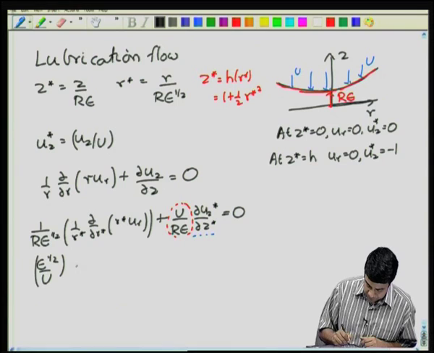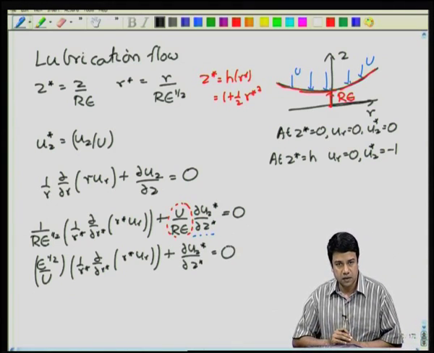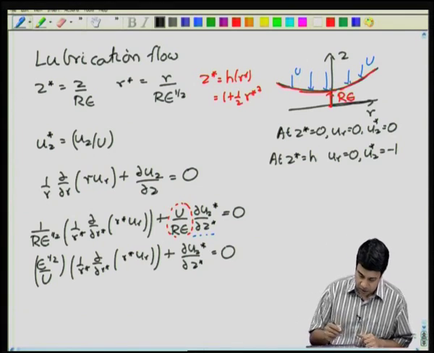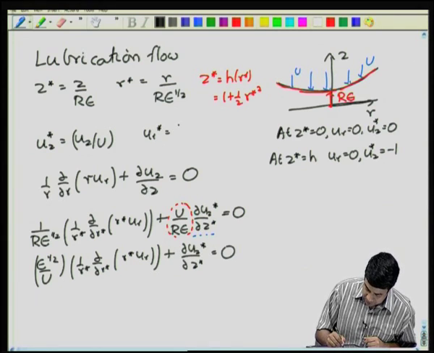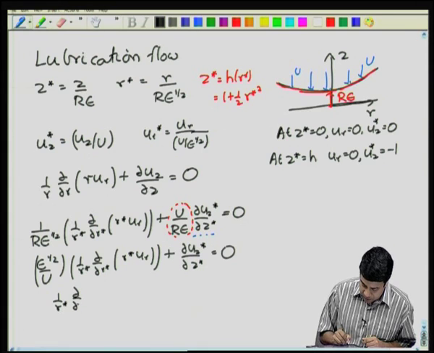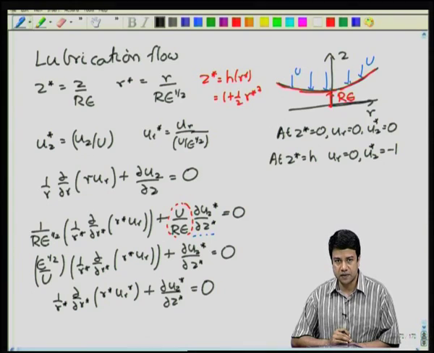epsilon power half by U into 1 by r d by dr of r u r plus partial u z by partial z is equal to 0. Okay. In this equation, u r is the only thing that is not scaled. So, if I scale u r by U divided by epsilon power half, I will get an equation that is completely dimensionless and continues to remain independent of epsilon in the limit as epsilon goes to 0. So, if I define u r star is equal to u r by U by epsilon power half, then my mass conservation equation becomes 1 by r d by dr of r u r plus partial u z by partial z is equal to 0. So, that is my scaled mass conservation equation.